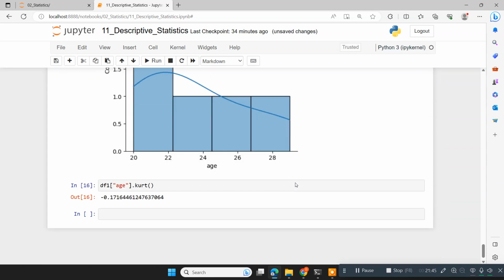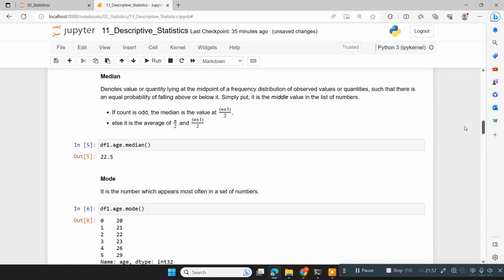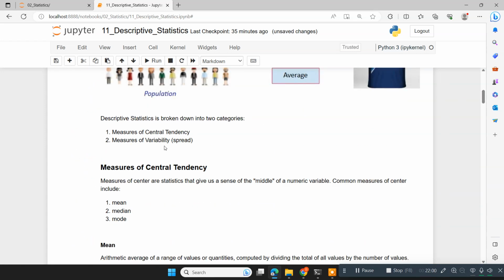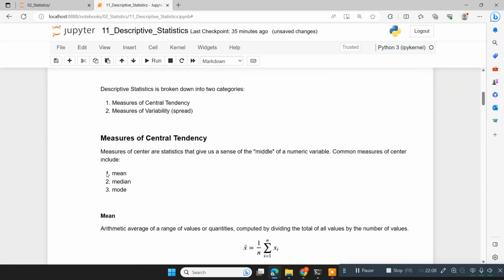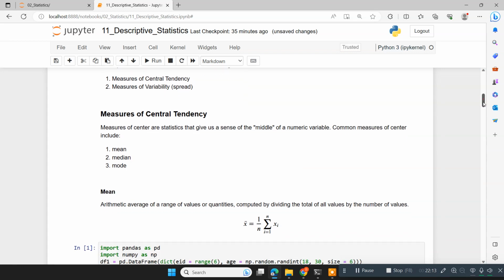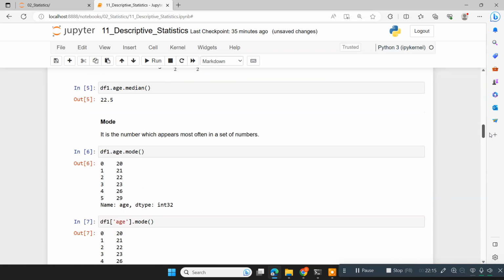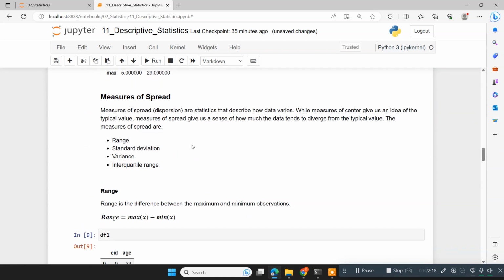So this is about descriptive statistics. Remember, the main use of descriptive statistics is to describe your data so that you understand what your data is. In descriptive statistics there are two important types, measures of central tendency and measures of variability. As we have discussed today, in measures of central tendency you have mean, median, mode. Similarly, in measures of spread or variability, you have range, standard deviation, variance, and interquartile range.